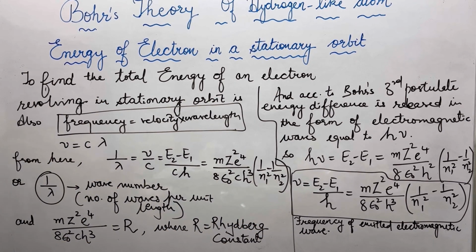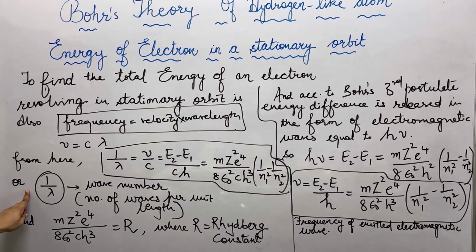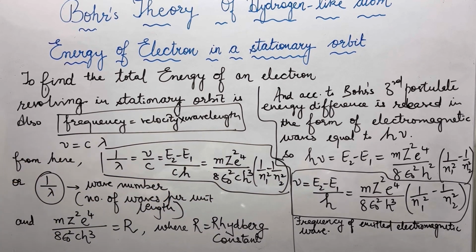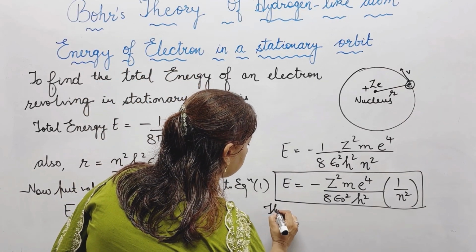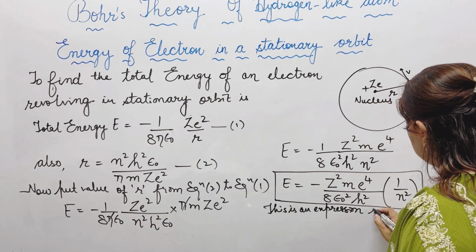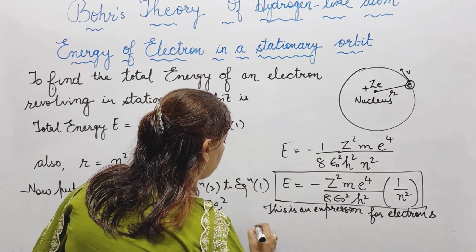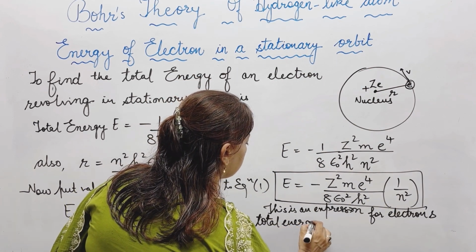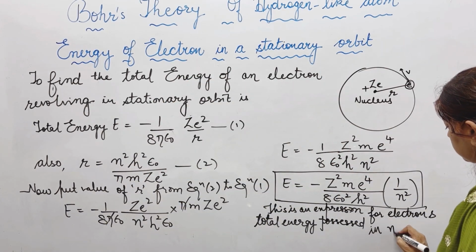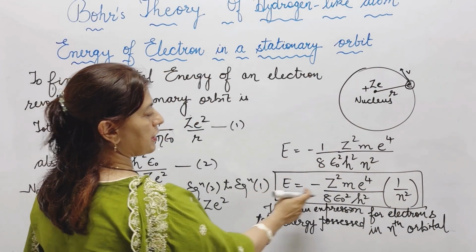So these are the important conclusions that we have drawn by finding out this relation, and we will rewrite this equation for this wave number: 1 upon lambda is equal to R into (1 upon n1 square minus 1 by n2 square). So finally, this is an expression for the electron's total energy possessed in nth orbital. In nth orbital, the amount of the energy the electron is possessing is given by this expression.